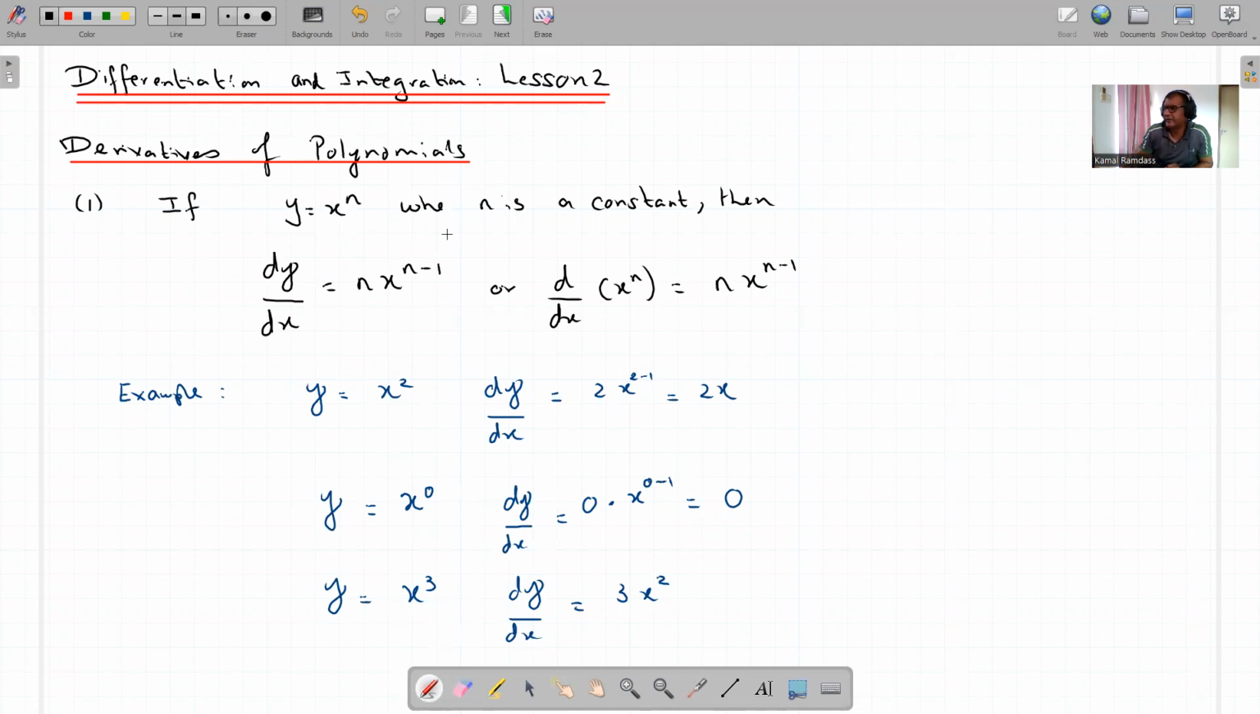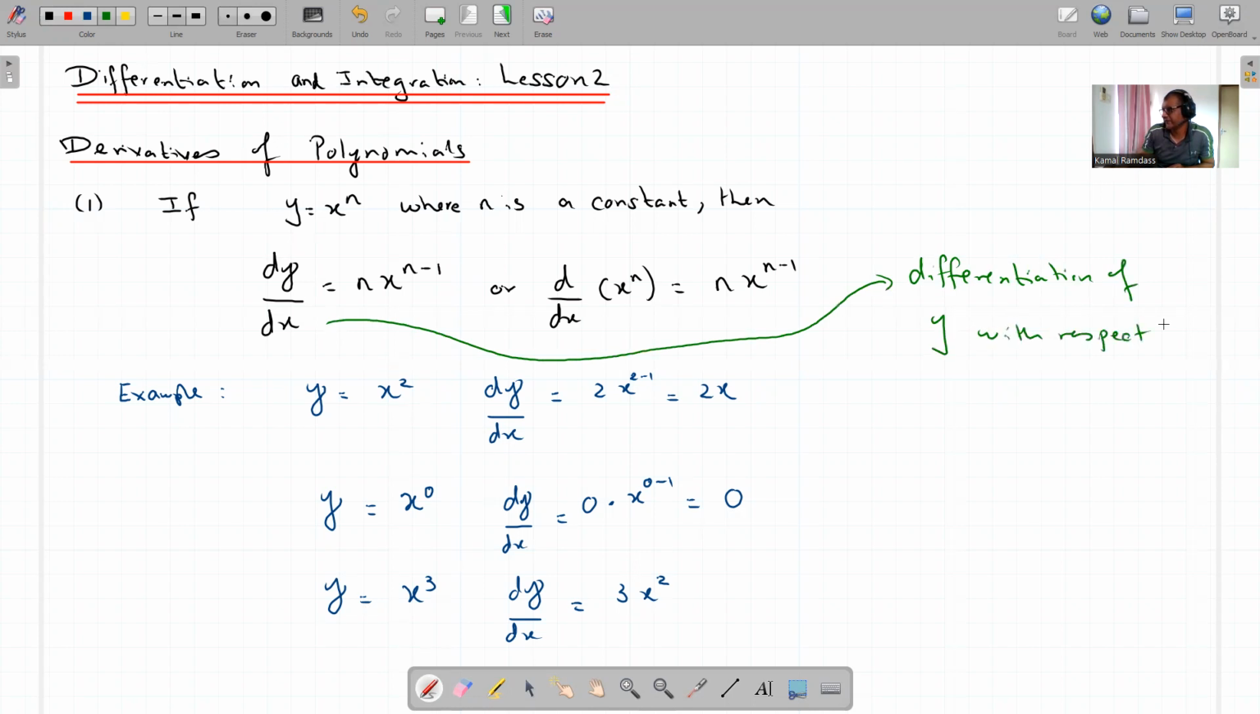On peut ouvrir ça. Where n is a constant, then the differentiation of y with respect to x. Je comprends comment nous prononçons ça. Differentiation of y with respect to x.